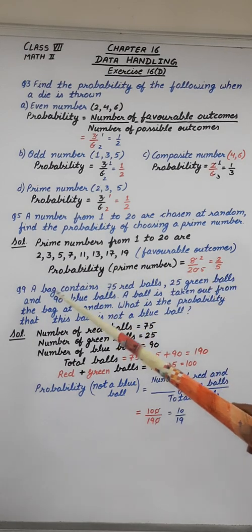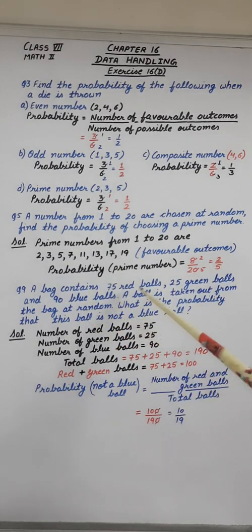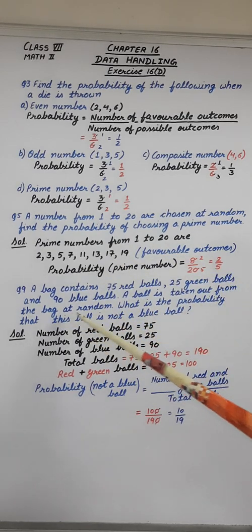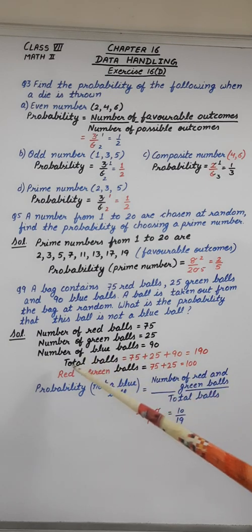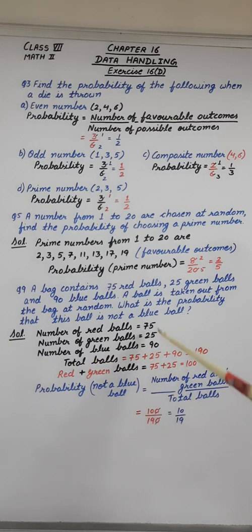Next question, a bag contains 75 red balls, 25 green balls, 90 blue balls. One ball is taken out from the bag at random. What is the probability that this ball is not a blue ball? First of all, number of red balls 75, green balls 25, blue balls 90. So, how many total balls are there? Adding them, it is 190.